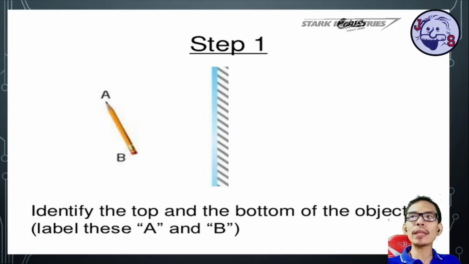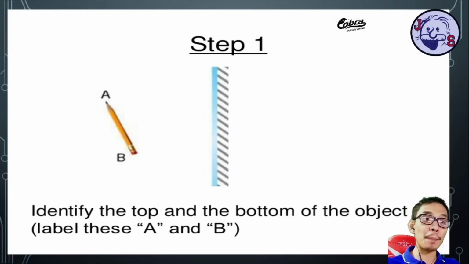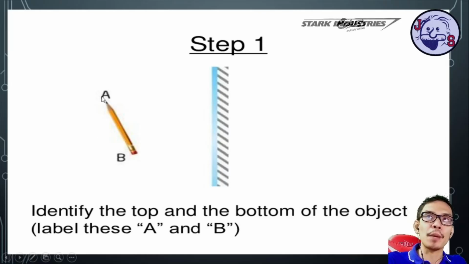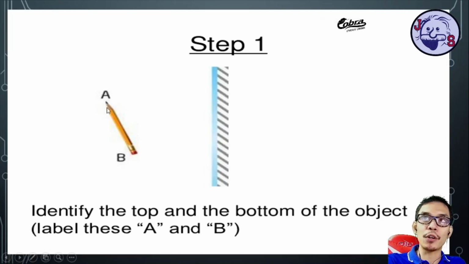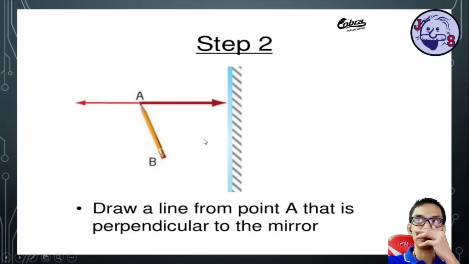So we have right here the step-by-step process on how to draw a ray diagram. The first step is to identify the top and the bottom of the object. Supposedly you put a point A, which is the top, and a point B, which is the bottom part of the object. This is behind the mirror. So this is the plane mirror that we have, and the object is placed in front of the plane mirror.